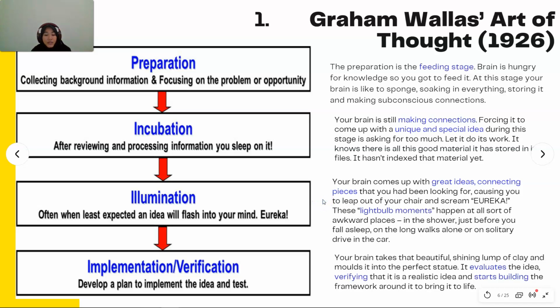The last stage suggested by Graham Wallace is the implementation and also the verification. In this stage, when you have the solution from the illumination stage, you will implement the solution, or you will try to find out how you can develop the solution that you thought of in your mind. Then your brain takes that beautiful shiny lump of clay and molds it into the perfect statue. So it evaluates the idea. Once you have developed that, you need to verify the ideas. You need to verify whether it is realistic or impossible, or possible to do, and start building the framework around it to bring it to life.